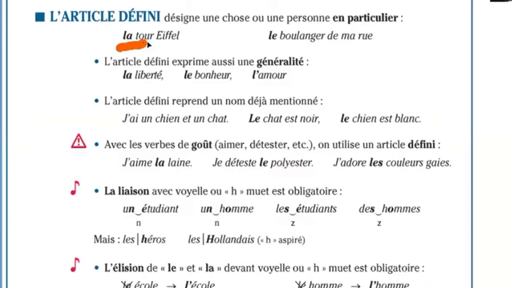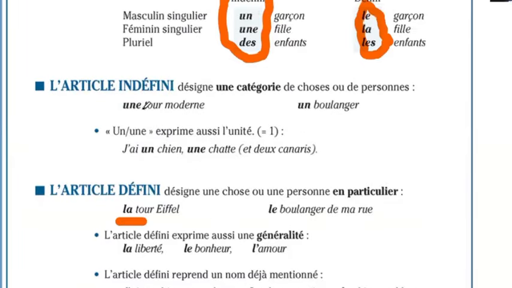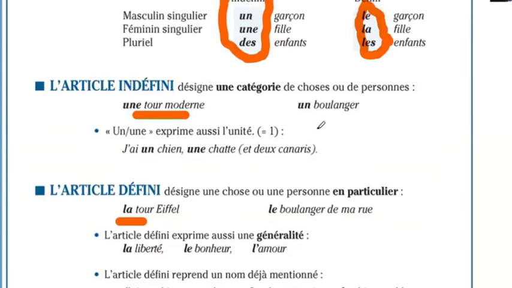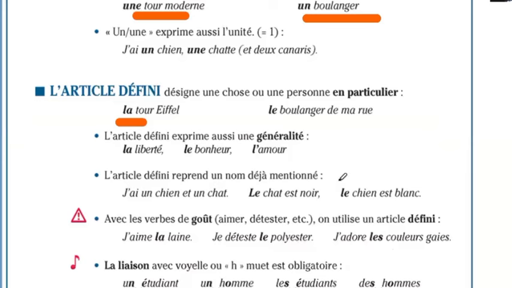We have la tour Eiffel. Now look at the difference. When you say une tour moderne, it could be any tower. If I say la tour Eiffel, I'm talking about the Eiffel Tower, a particular one, the one in Paris. When we say un boulanger for indefinite, it could be any baker. But if I say le boulanger de ma rue, meaning the baker in my street, I am specific, very much specific. So that is the difference between the definite and the indefinite article when I'm using them with nouns in French.